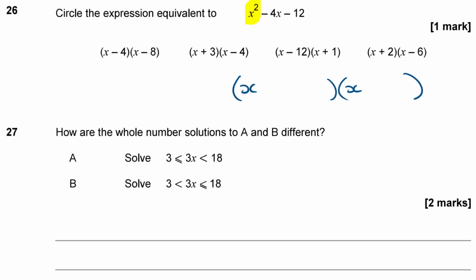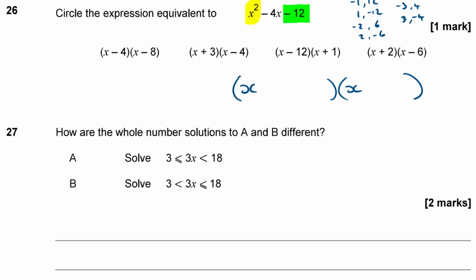Okay, next thing we need to do is look at the number on the end and think about what factor pairs multiplied together give you minus 12. Well, you could have minus 1 and 12, or 1 and minus 12, or we could have negative 2 and 6, or the other way around, 2 and minus 6, or we could have negative 3 and 4, or the other way around, 3 and negative 4.